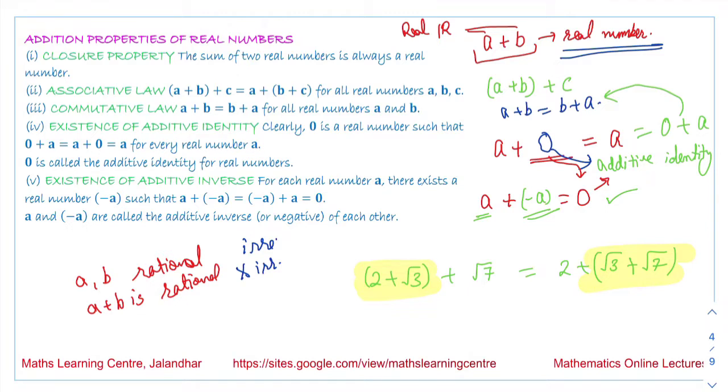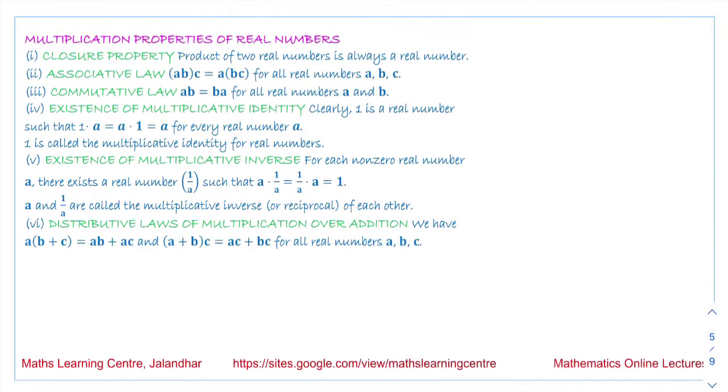Now the next is multiplication properties of real numbers. So first is the closure property. Closure property we have already seen for the addition. Closure means if we add two real numbers, the answer is a real number. Similarly, if we multiply two real numbers, the answer is a real number. If a and b are real, then a into b is real.